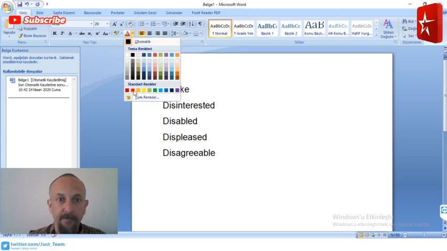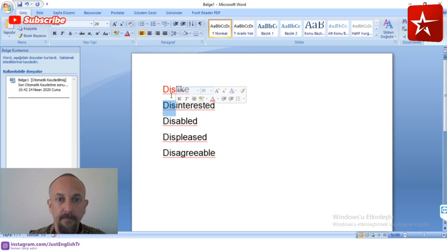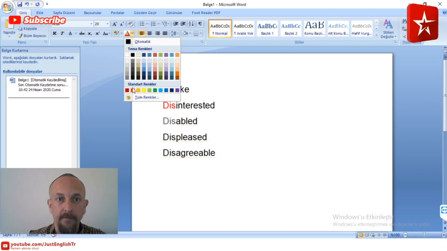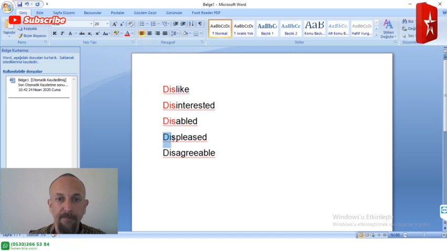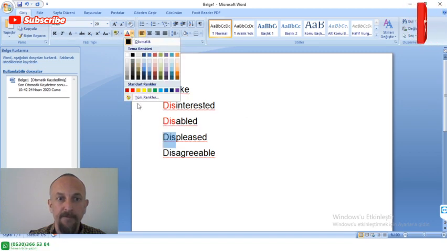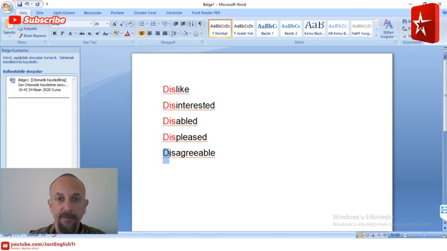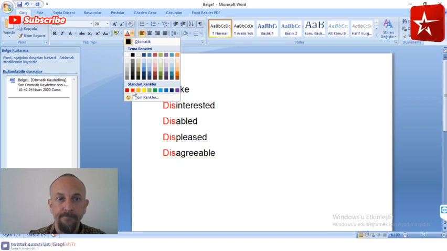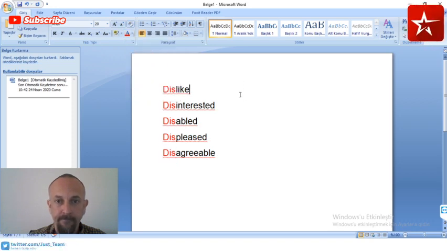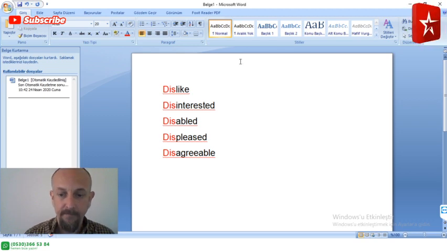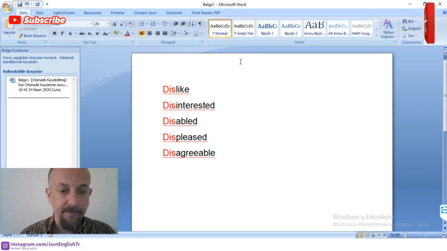And I'll just highlight on the board for you. I think we get the main idea. We'll put that one down there as well. And of course, we've got dis and disagreeable too. Now, we'll be looking at this a little bit later when we start to look at negative prefixes.